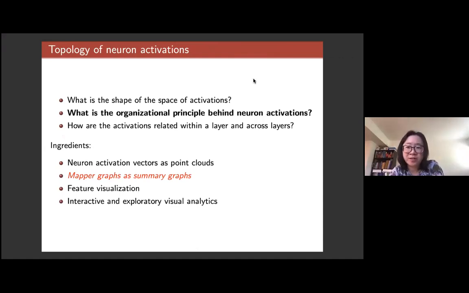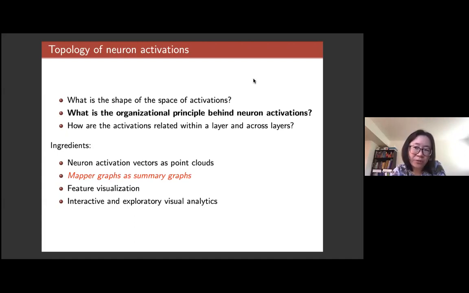We are essentially interested in three related questions. Number one, what is the shape of the space of activations? Number two, what is the organizational principle behind the neural activations, and how are those activations related within a layer and across layers? This is what I consider an interesting application of TDA to the study of the space of neural activations. We have quite a few ingredients here, and some of them will look very familiar to some of the audience. First, we map the neural activation vectors as point clouds. Second, we use mapper graphs as summary graphs of those activation vectors. And third is what's called feature visualization.